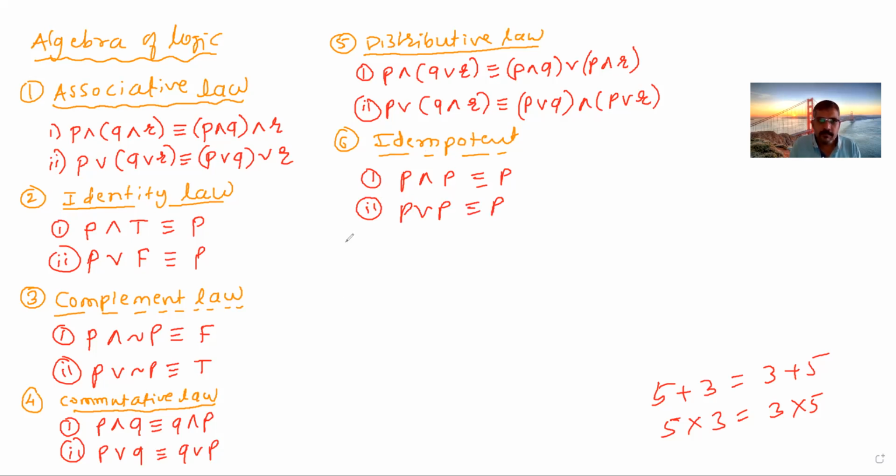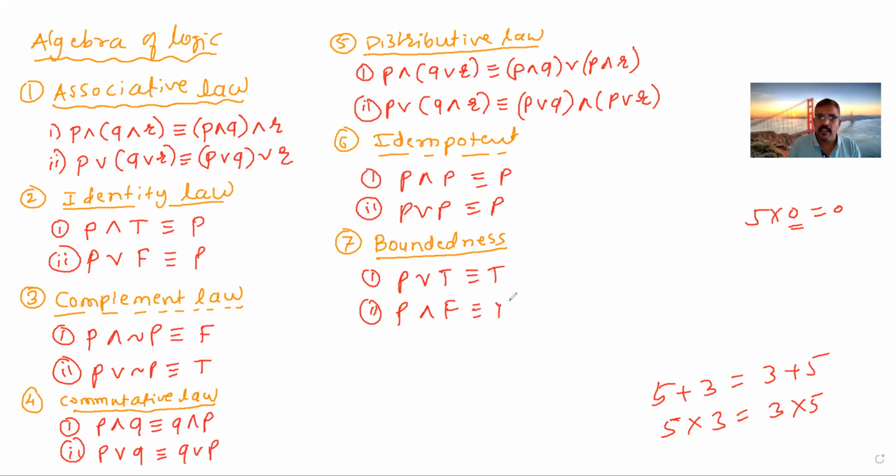Now the next law is number 7, the boundedness law. This law is like 5 times 0 gives 0; like this, with true and false as the answer. So we can say it is exactly the opposite of the identity law. Here we have P, and if someone takes 'or' with T, the answer is not P, the answer is T. You can check with the help of cases in a truth table. Then again, instead of this 'or', if someone takes 'and' with F, the answer is F at a time.